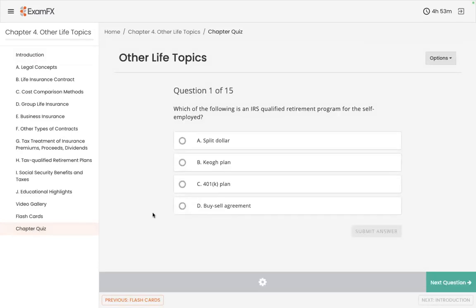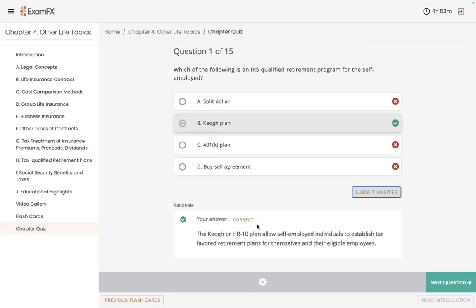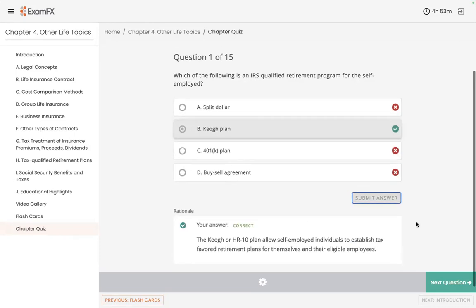Which of the following is an IRS qualified retirement program for the self-employed? Is it a 401k? Self-employed, it's going to be a Keogh. This is a small part of the test. Just think of this: Keogh, self-employed; Keogh, retirement plan, self-employed.